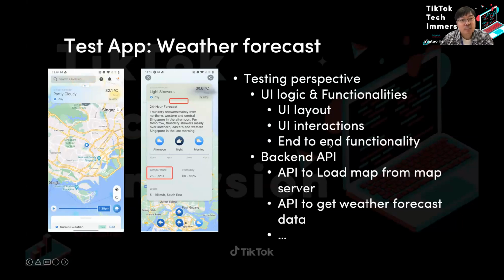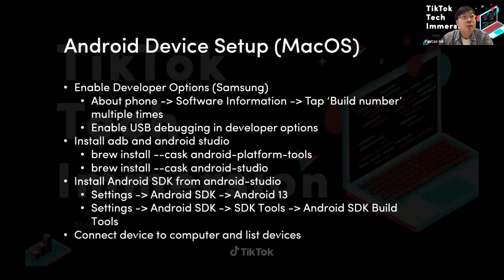Okay, this is our test app. But to test the Android app, at least we need an Android phone, right? In the beginning, we want to set up the automation. We need to connect our Android phone to our desktop. Here we use a Samsung phone and macOS as an example.